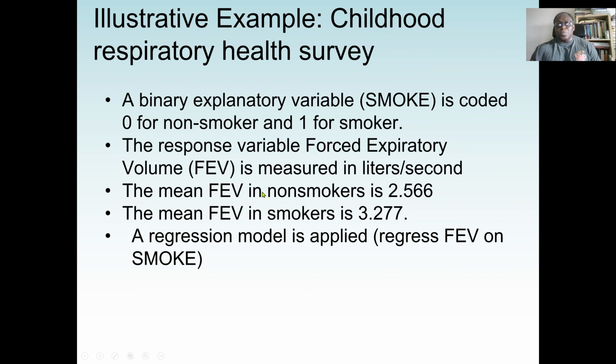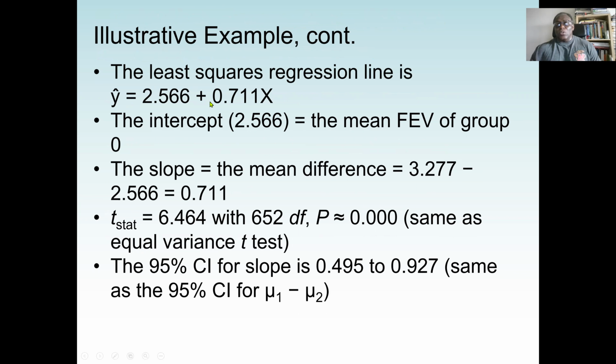So here we can get our regression model. In this regression model, we are going to have our dependent variable as the FEV and the independent variable is smoke. But smoke has two options, as we saw, either non-smokers or smokers. So the least squares regression line is given to us. Again, if we are using Excel or SPSS, we can easily generate this equation. So the intercept will be 2.566. And again, the slope will be 0.711.